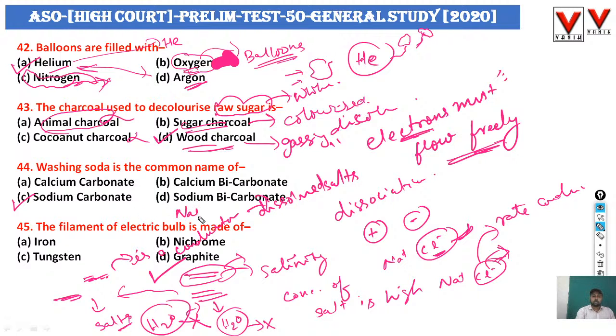Bicarbonate, or sodium hydrogen carbonate, is nothing but your baking soda. Baking soda. The rest two options are ambiguous in nature. They do not carry any meaning as such. Question number next is 45.